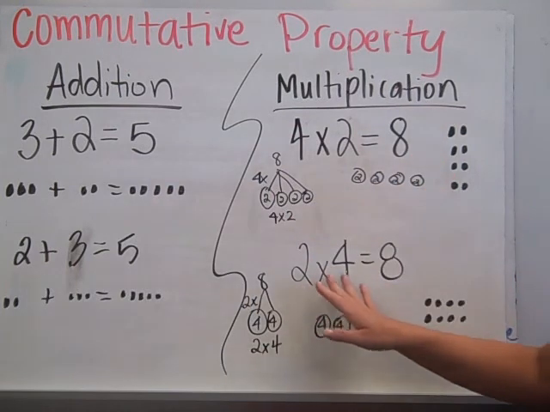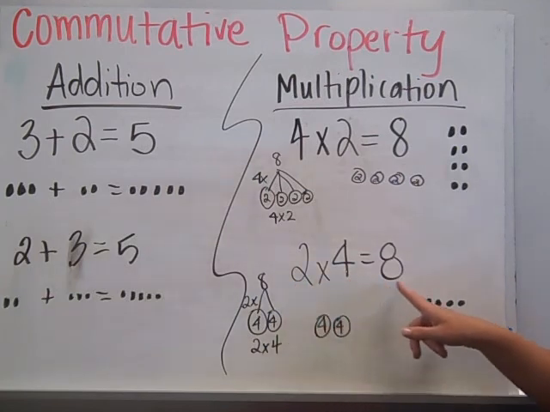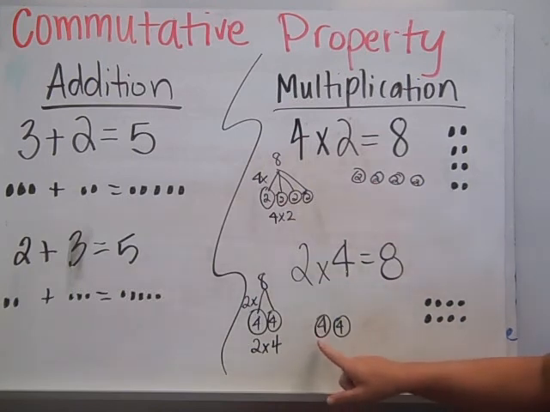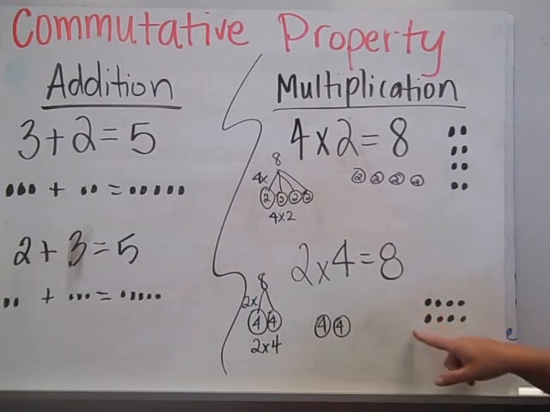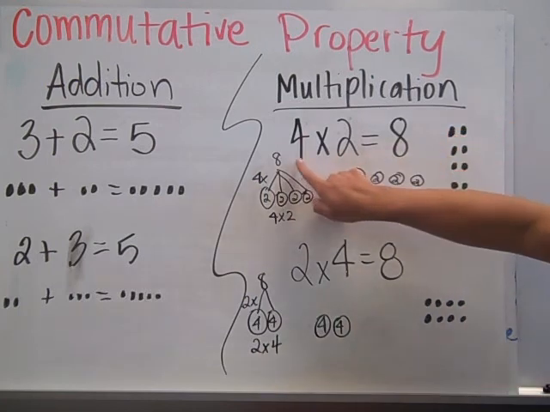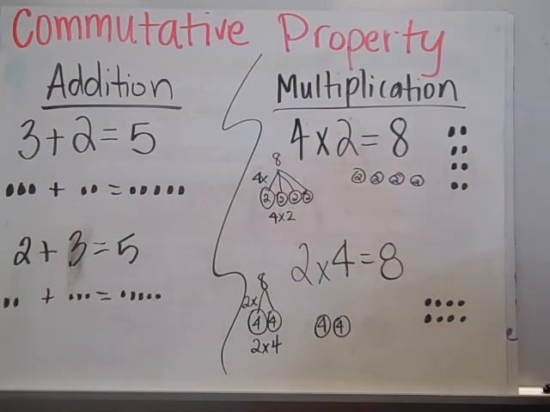Now if I reverse the order of my factors and put 2 first, 2 times 4 equals 8, I get the same thing. The drawings just look different. Now I only have 2 groups of 4, or 2 rows of 4 columns. Okay, notice the difference in these drawings. Because the rows come first, your drawings look very different.